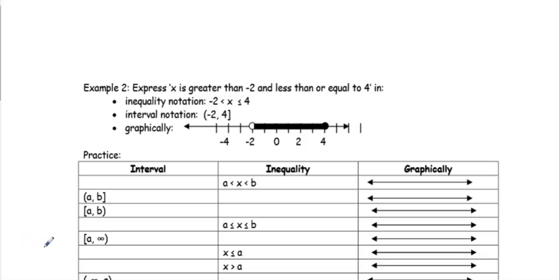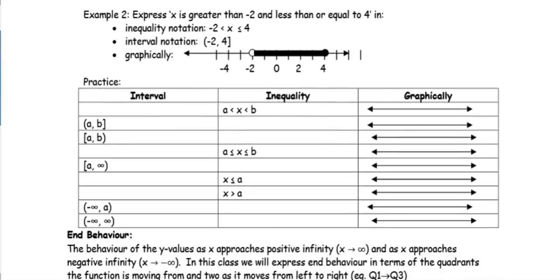Okay, so here what we want to do is express x is greater than -2 and x is less than or equal to 4 in each of these ways. So you're probably used to the inequality notation, which is part of set notation when we're asking you to express domain and range. So it's got the inequality symbol. So this says x, if you read from the middle and go left, x is greater than -2, and x is also less than or equal to 4.